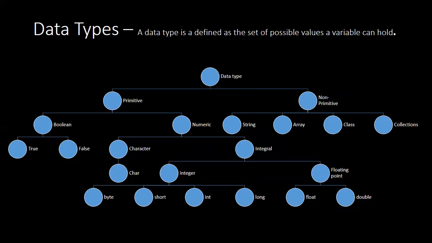Under character is char, for specifying alphabets, digits, and other symbols, and how to represent them in the computer. The integral has two parts, integer and floating point. The integer is again divided into four parts: byte, short, int, long. These are set up in ascending order of how much data can be stored. And then the floating point types, float and double.